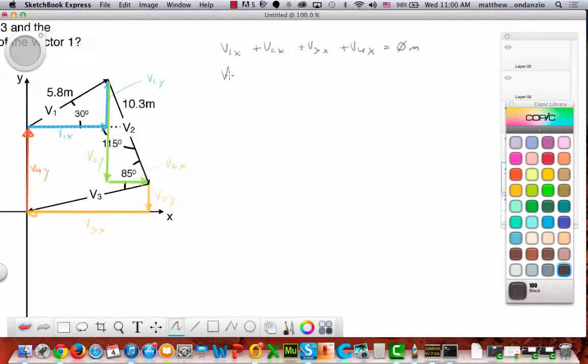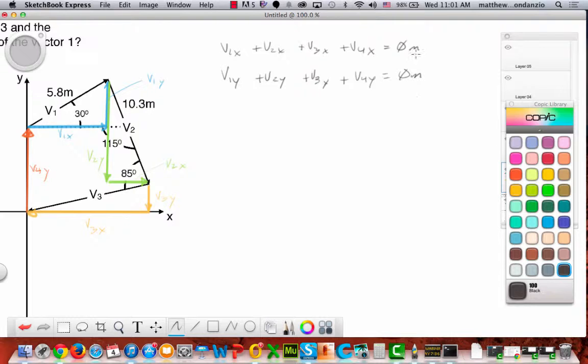I can also do that for y: V1y plus V2y plus V3y plus V4y. And those are all going to equal 0 meters. There are multiple ways of setting this up. You can do each one individually, but I'm showing you from a conceptual level that we can add these subcomponent vectors up to where we're going to end up.